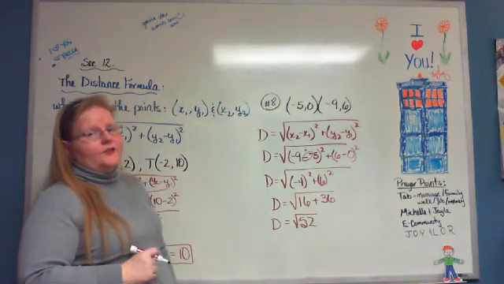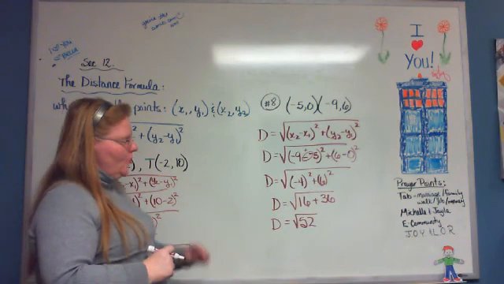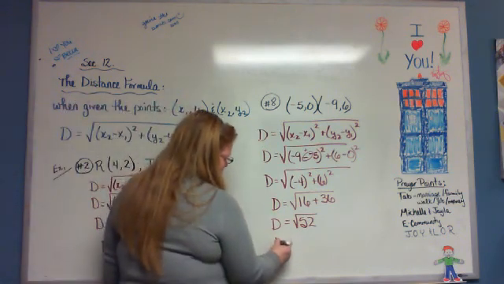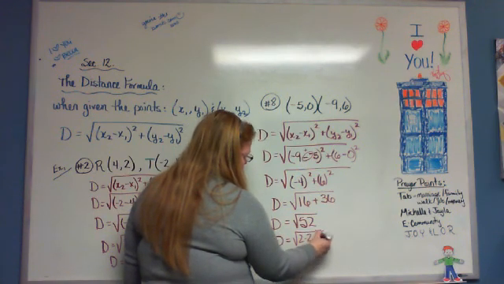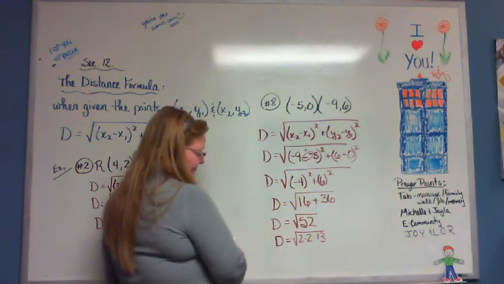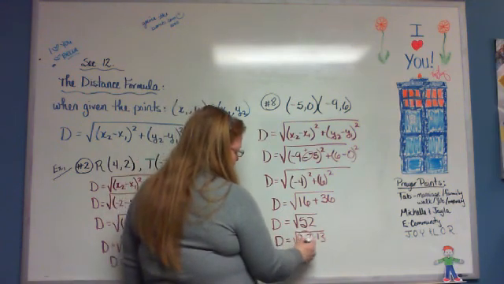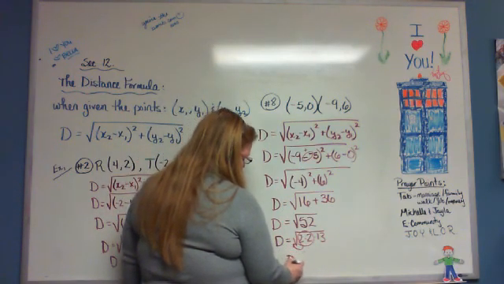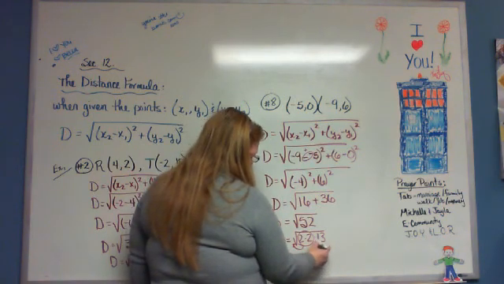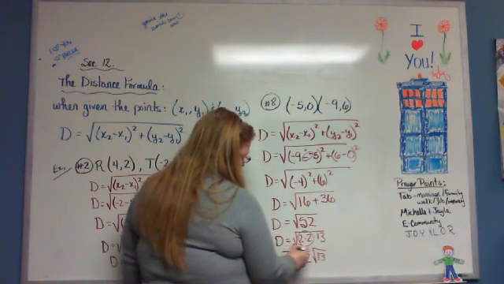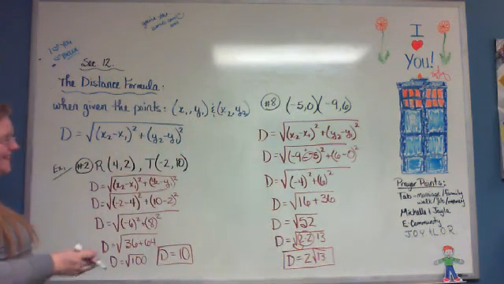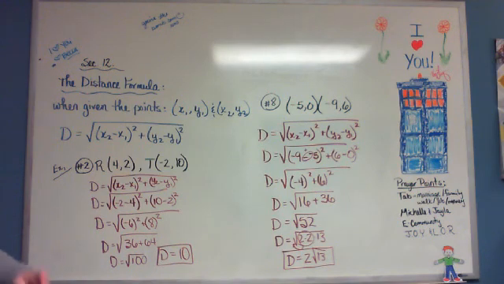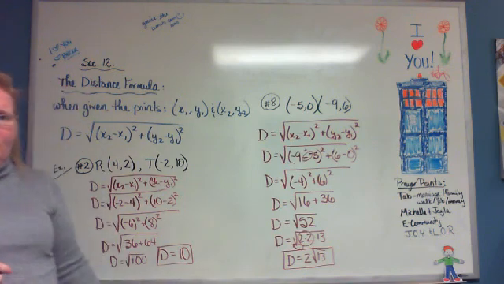You can't leave it like that, and don't you dare stick that in a calculator. Always simplify it. So that means this is 2 times 2 times 13. 2 2's on the inside, 1 on the outside. So that's 2 square roots of 13 for your distance. And that's it. That's all we're doing. Plugging stuff into a formula. Couldn't be any easier. Oh my goodness.